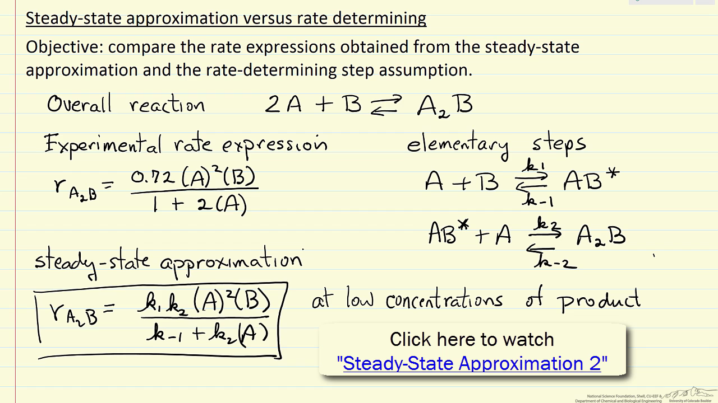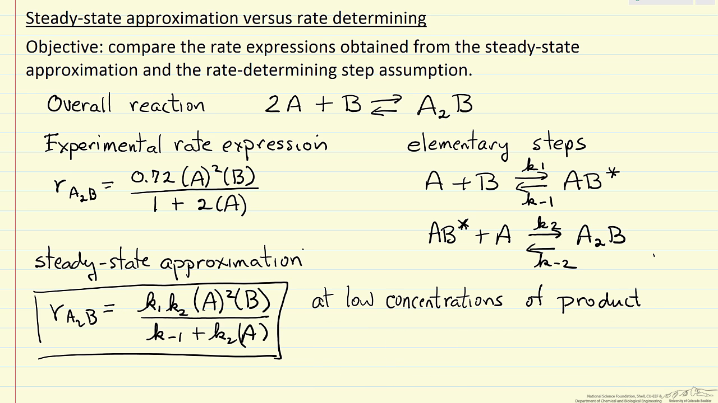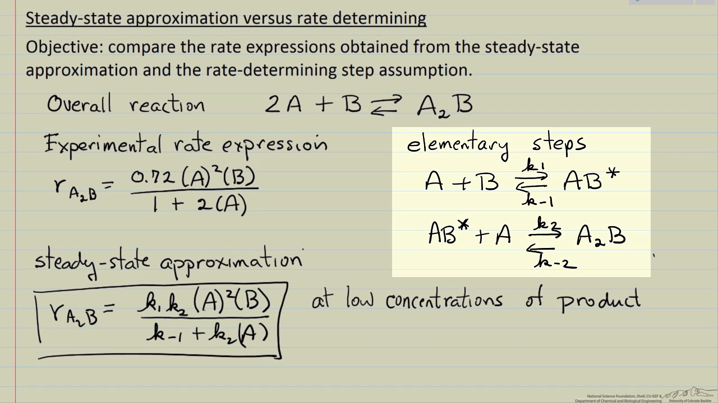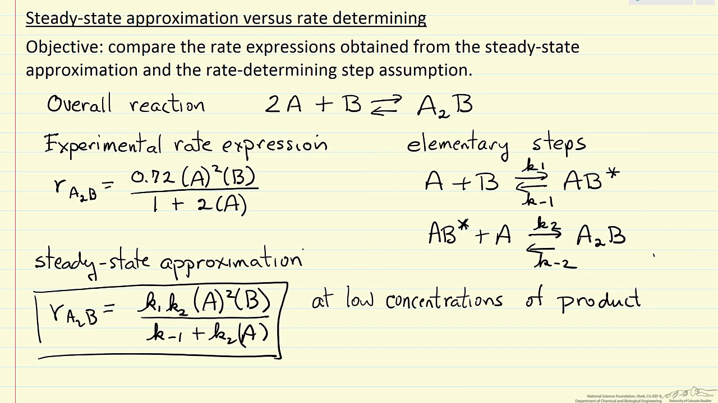In a previous screencast, we looked at applying a steady state approximation to this overall reaction of 2A plus B going to the product A2B. And we looked at it for a sequence of elementary steps that are indicated here, where A plus B initially reacts to some reactive intermediate, AB star, and then that reactive intermediate subsequently reacts with A to make the product. And when we applied the steady state approximation, we got the rate expression as shown here. And the important thing to note is this is the rate expression at low concentrations of product.